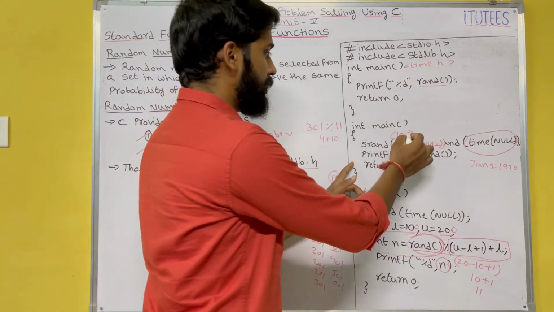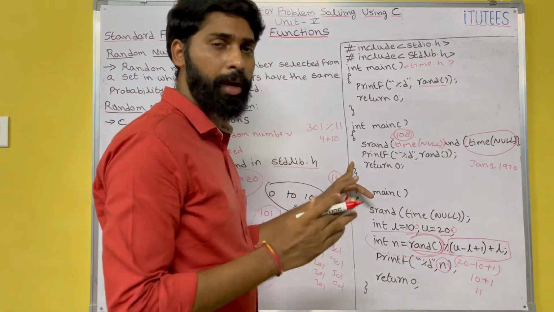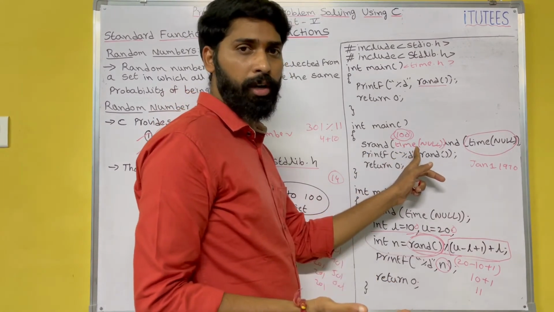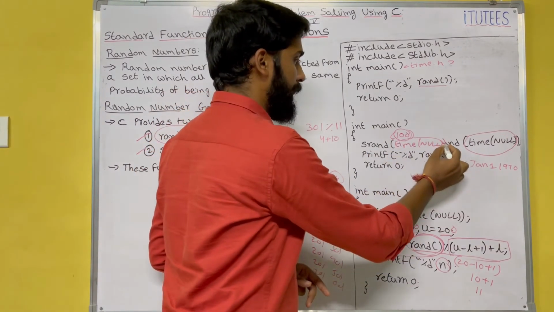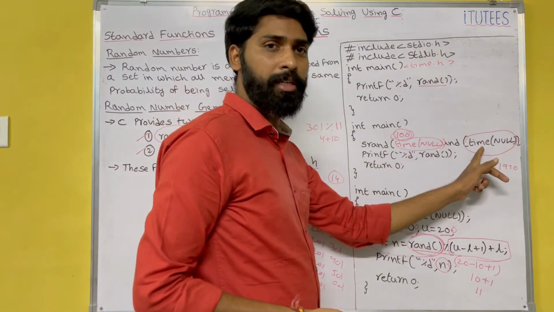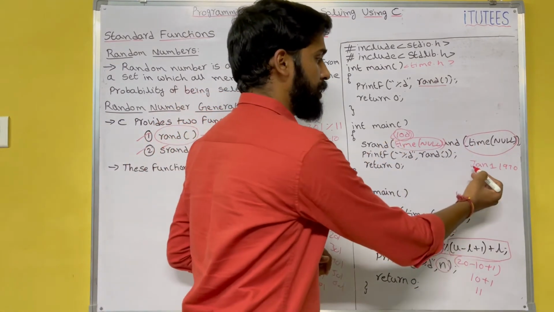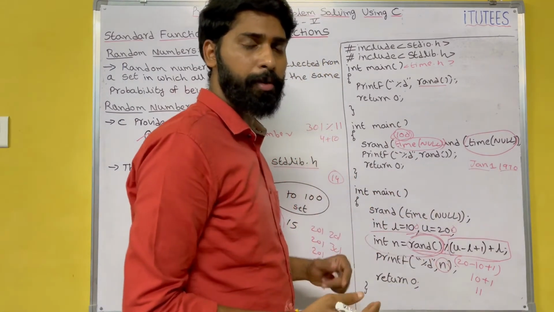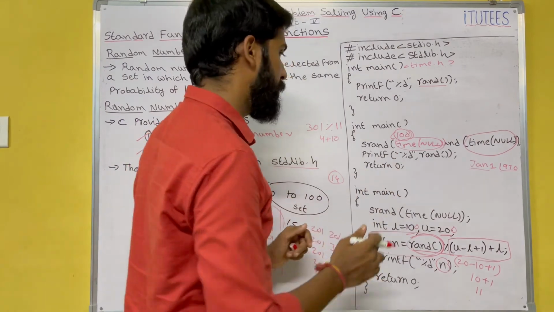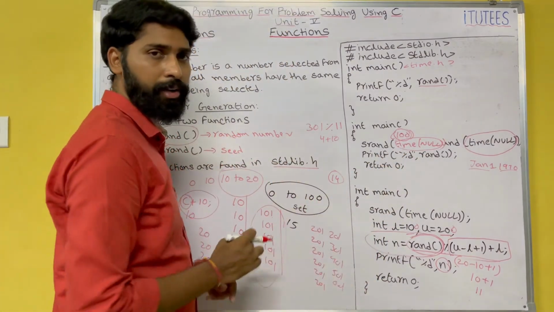So instead of this constant value, I am going to give a value that will be changed for each call. That means here we are using the time function. Time null. The time function returns the elapsed seconds from January 1, 1970. That means for every second, the value of time null will be changed. So here we get some different values.